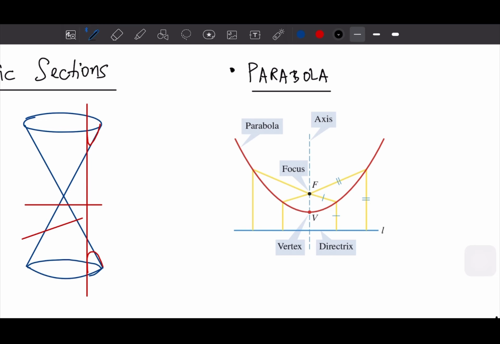So what a parabola means is that the distance from the focus to any point on the curve is equal to the distance from that point on the curve to the directrix. For example, this part here is going to be equal to this one. When they are all equal, then we can be sure that this shape is a parabola, in the geometric definition.